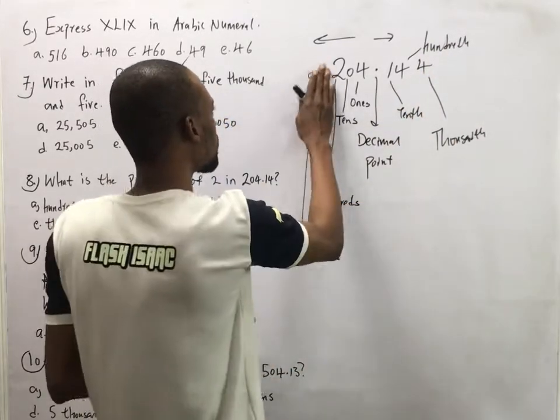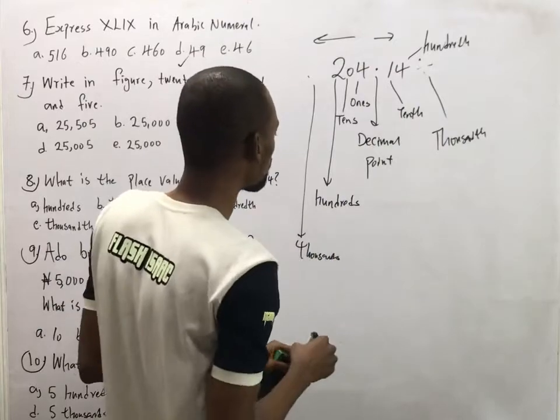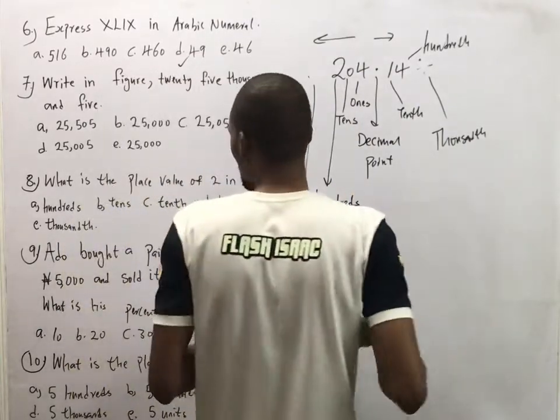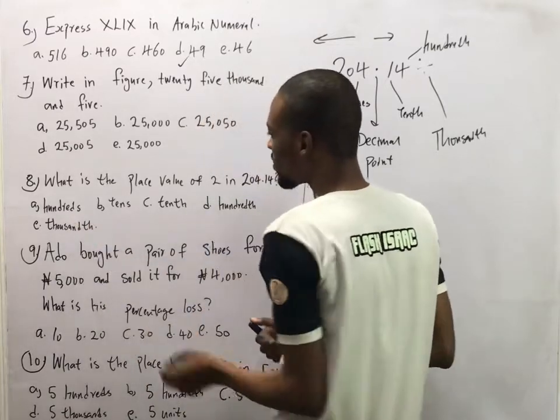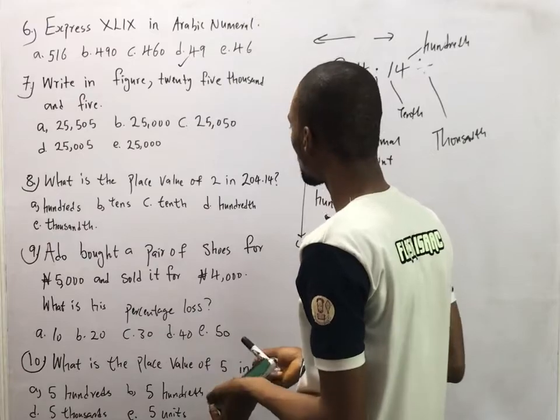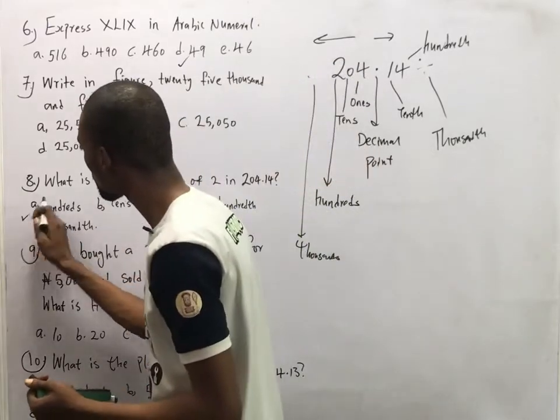So in this question, we are asked for the place value of 2. 2 is simply in the hundreds part, so it's 200. So the options are hundreds, tens, hundred, and thousand. So it is in hundreds. So the option is A.